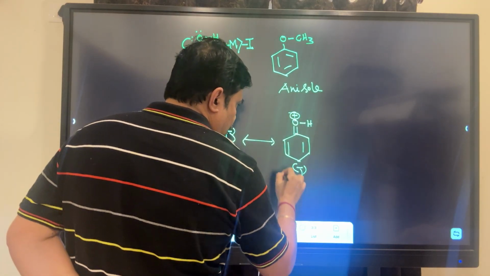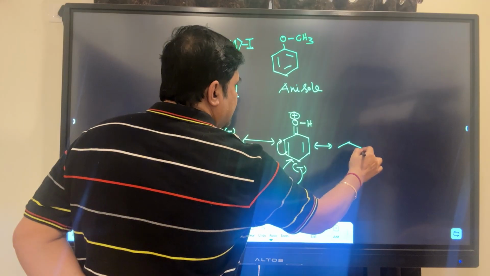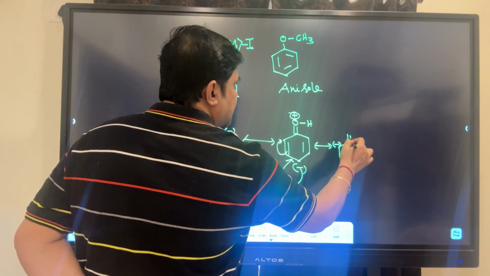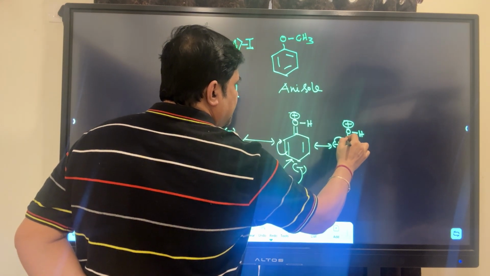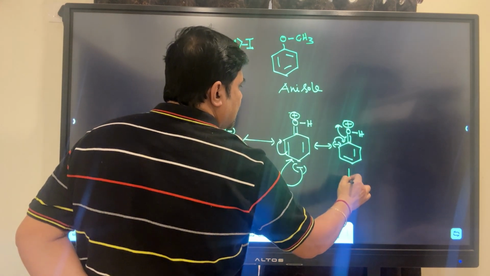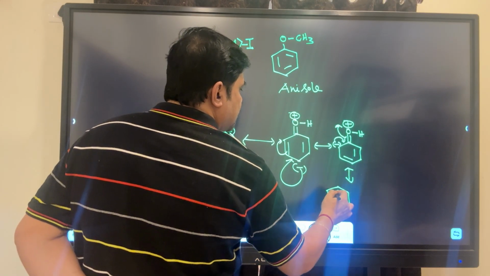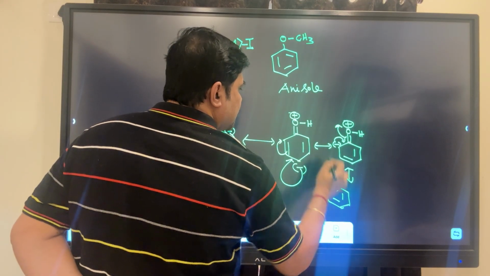Next stage again 2 sort, you look at you will get 2 sort. Then we will get structures like these, here negative charge, and in the last there will be again 2 sorts, here electron density is coming and here it is going. So ultimately the pi electron density in a benzene ring changes its position and then we are getting the OH like this. Is it clear?